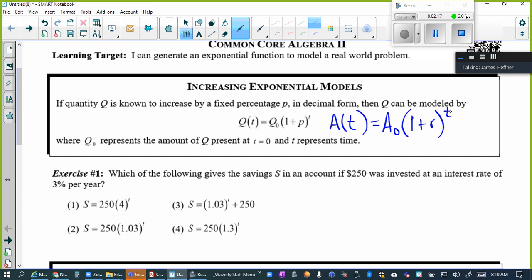And so this says Q naught, so we'll say A naught, which I prefer to use, represents the amount of Q at time equals 0, right? Okay, starting amount, whatever it is. Also known as the initial quantity, time equals 0. This would be the initial quantity or amount.